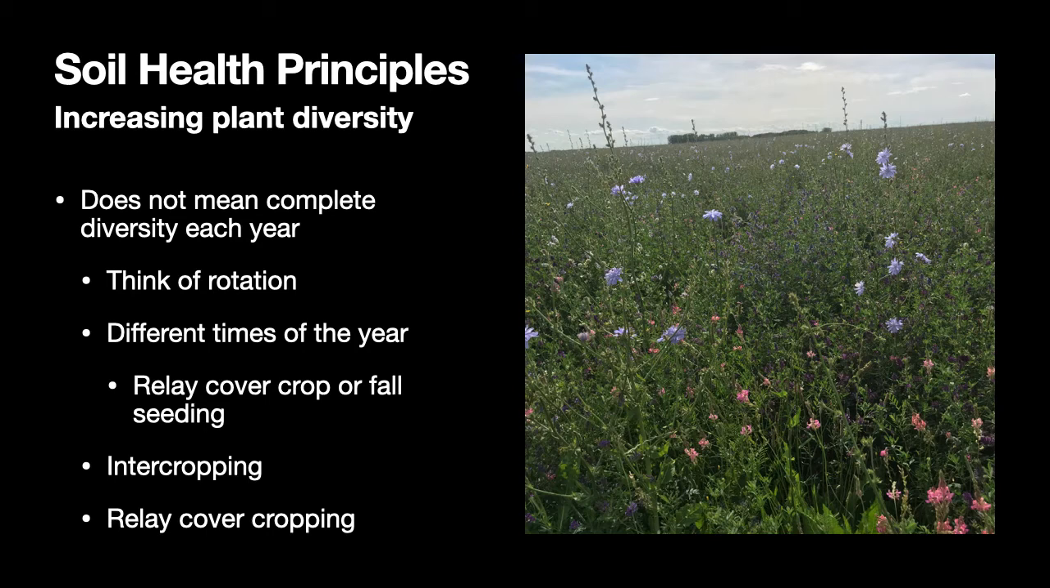A number of ways of getting this done: relay cover crop, fall seeding, intercropping. That relay cover cropping is where we'll introduce a next set of plants that are going to grow into a cash crop, that when we take the cash crop off it, that relay cover crop will continue growing into the fall, into freeze up, and maybe into next year if that's what your goals are.